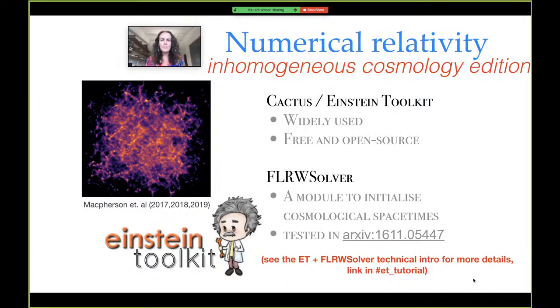But just to touch on it, as I said, we use the Einstein Toolkit, which is a really widely used, free and open source code based on the Cactus infrastructure. This was initially built for numerical relativity, but has since been extended to a bunch of other purposes as well.